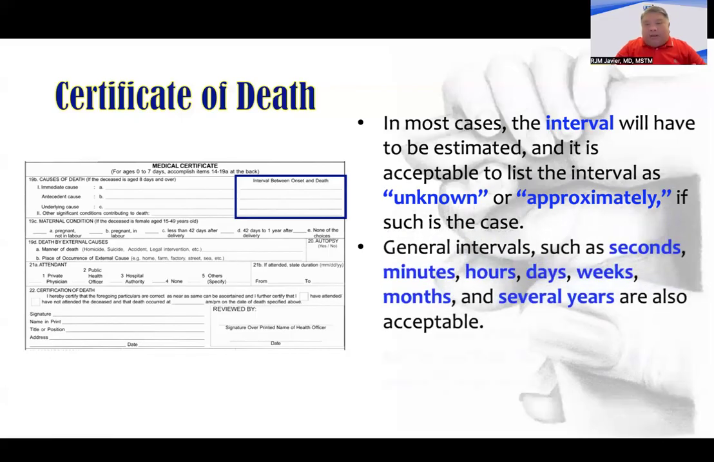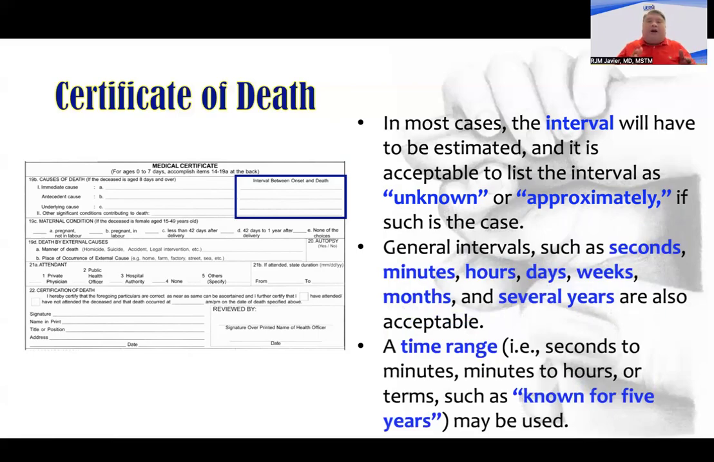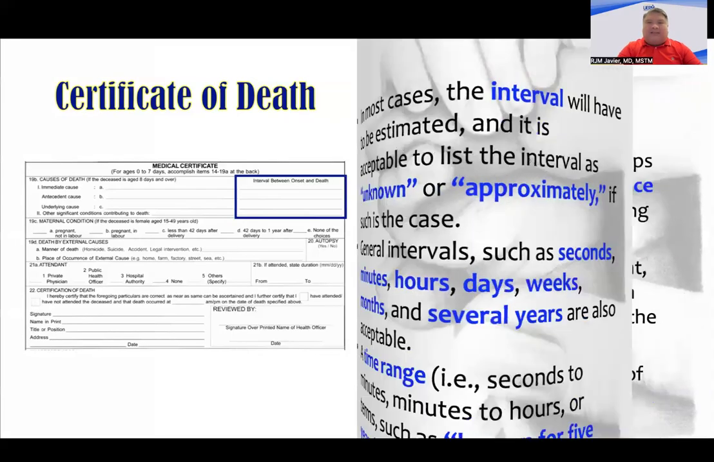Why is it important that you put the interval? Because if you put the interval, you would have an idea more or less whether there is a chronological sequence of events from the immediate to the antecedent to the underlying cause. Often the underlying cause would have the longest duration, while your immediate cause would be the shortest. So when you say a few hours before he died because of a heart attack, that is the immediate cause, versus, let's say, he's been hypertensive and diabetic for 20 years. So the duration of the immediate versus the antecedent versus the underlying is important.